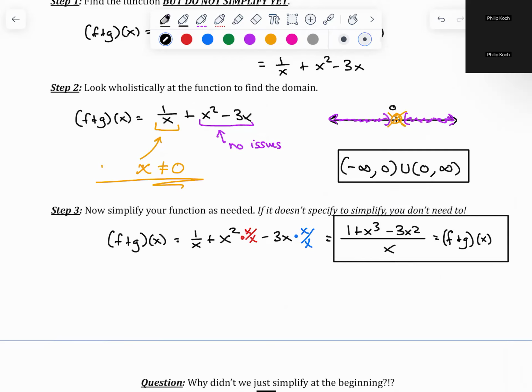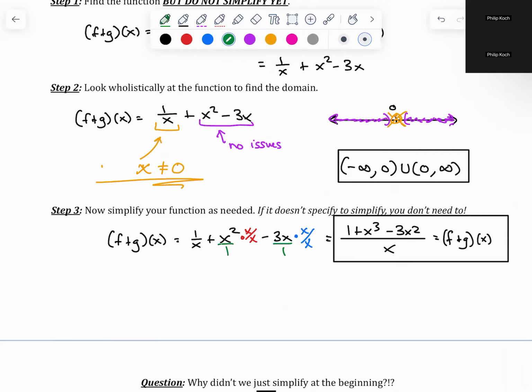Yes, China. Where did you get the x over x? Great question. I'm doing the x over x because I want these to all have the same common denominator. And x squared right now is x squared over 1, and 3x is over 1. So in order to get a common denominator, I'll need to multiply all of them with a denominator of x.